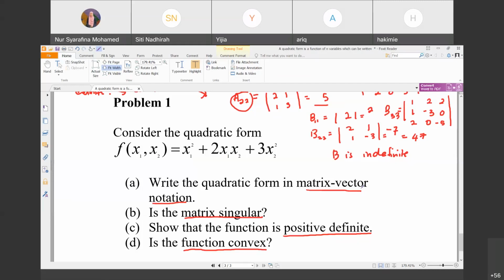Okay, anyone want to try? What is the quadratic form in matrix vector notation there?